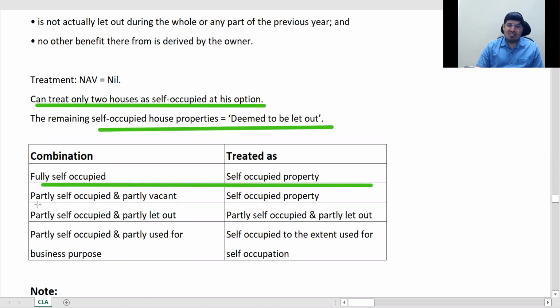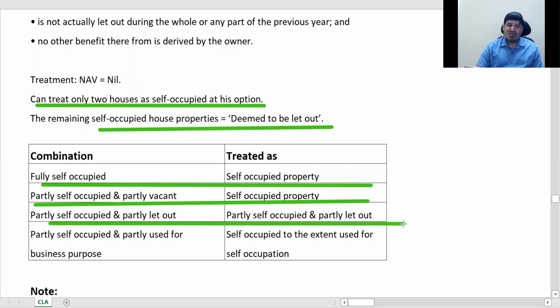Okay. Partly self-occupied, partly vacant is also treated as self-occupied. Partly self-occupied and partly let out, it is partly self-occupied and partly let out. It's like, this is we are talking about when you have, say, 2 units in the same house. One part you have given for rent, one part you are staying. Where you are staying, that will be treated as self-occupied. Okay. And whichever you have given for rent, that will be for rent.